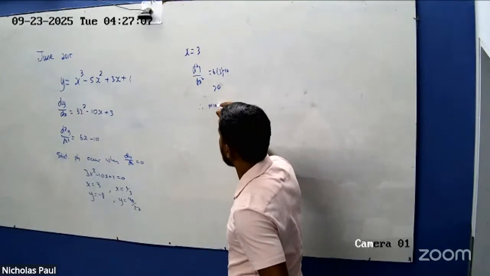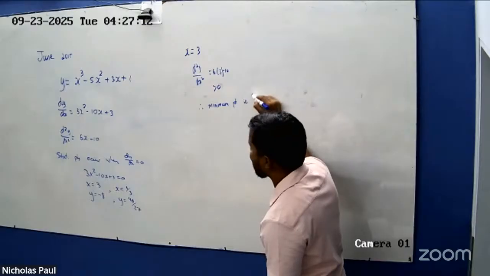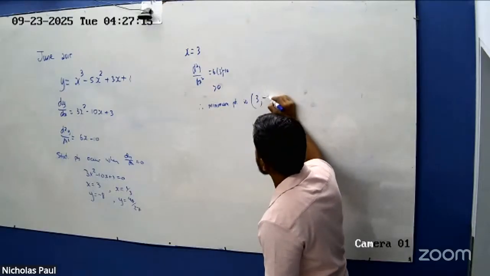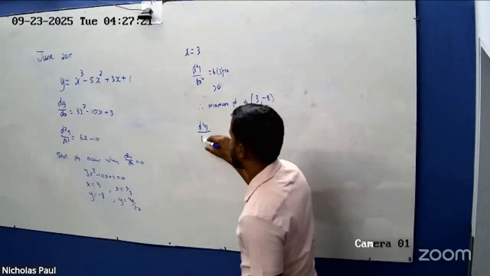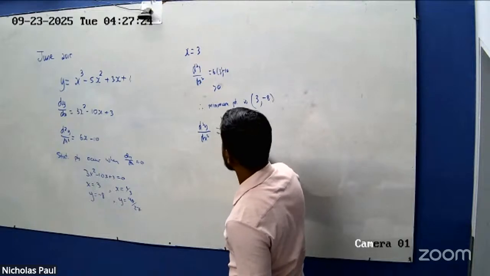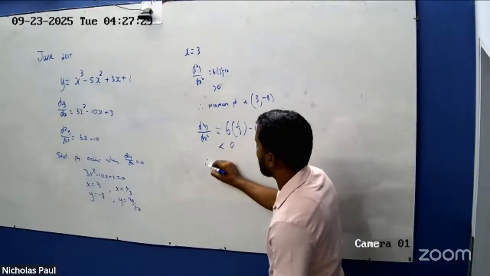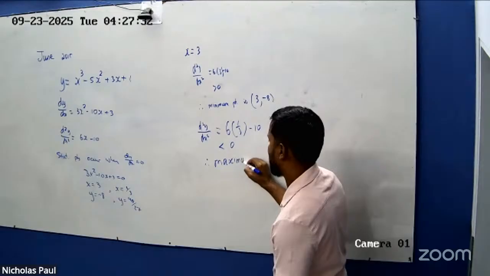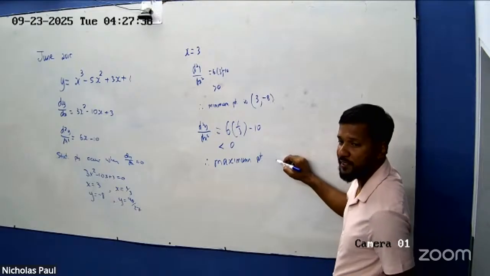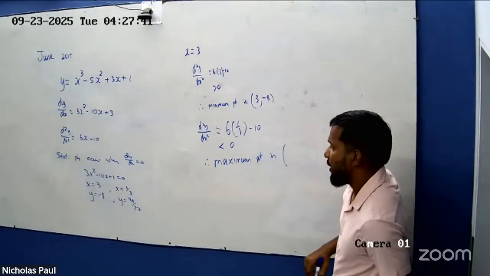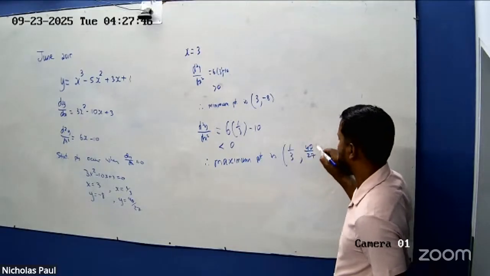Therefore, minimum point is 3, minus 8. When x is 1/3, d2y/dx squared is 6 times 1/3 minus 10, which is less than 0. Therefore, maximum. Maximum point is 1/3, 40 on 27.